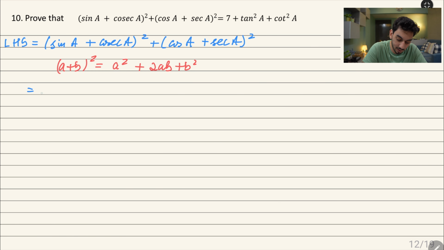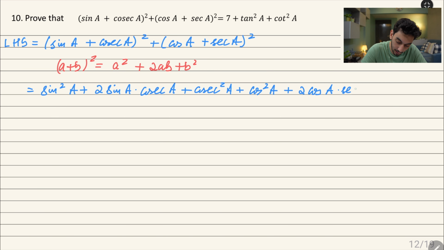So the first bracket becomes sine square A plus 2 sine A times cosec A plus cosec square A. That is my first bracket. Plus, now the second bracket would become cos square A plus 2 cos A sec A plus sec square A. Okay, that looks really good to me. It's a huge equation, like a very huge line, but it's actually very easy.